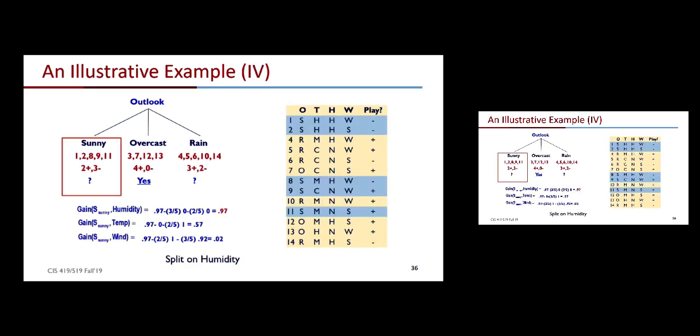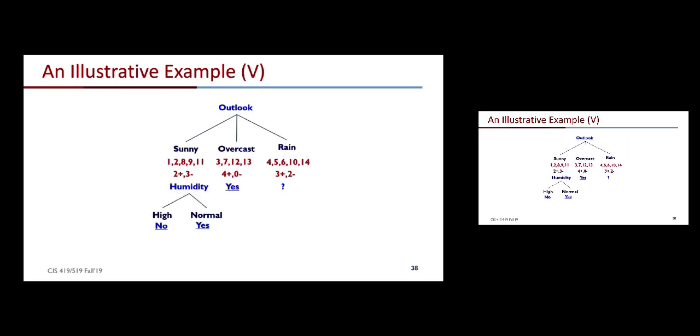I'm going to consider for the set S subscript sunny, which is this set, 1, 2, 8, 9, 11, all 3 attributes that are remaining: humidity, temperature, and wind. I computed the information gain for all of them, and I chose humidity. So that resulted in this one. And now I have to do the same process for overcast. Well, overcast we did because it was trivial, and for rain.